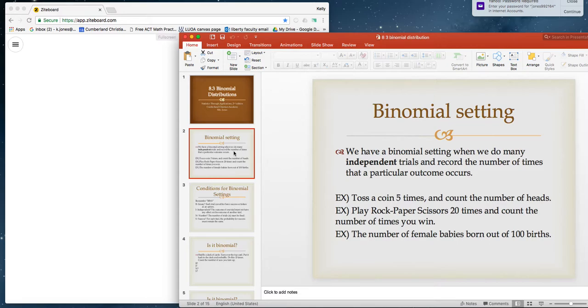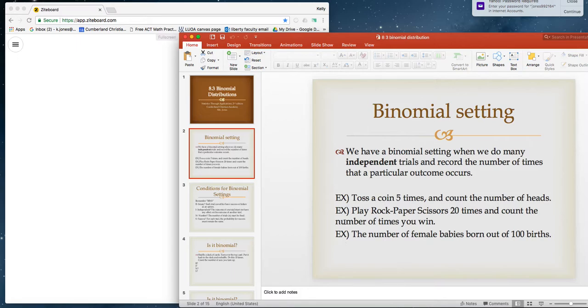All right, so binomial settings occur when we have independent trials, which means the probability does not change each time I go, which is very, very important for you to check, and we record the number of times that a particular outcome occurs. So here are some examples of binomial settings. First one, toss a coin 5 times and count the number of heads. Well, we know it's independent when you flip a coin because the coin doesn't remember if it was heads or tails last time. And we have a set number. We have 5 times we're going to toss. And we're trying to count how many heads we get. So that's recording the number of times a particular outcome occurs.